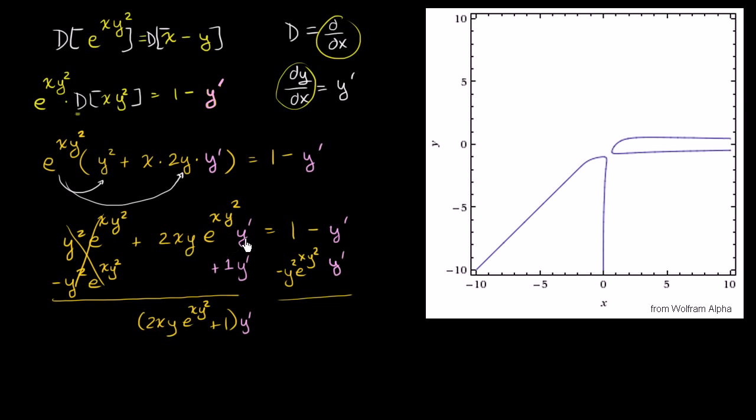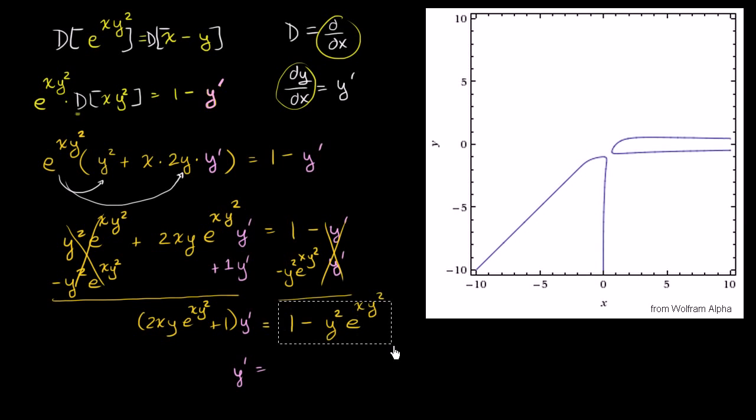We had this many y primes, and then we add another 1 y prime. So we have this many plus 1 y primes. That's going to be equal to, I purposely added y prime to both sides, and so we are left with 1 minus, this is kind of a crazy expression, y squared times e to the x y squared. And now we just have to divide both sides by this. And we're left with the derivative of y with respect to x is equal to this.